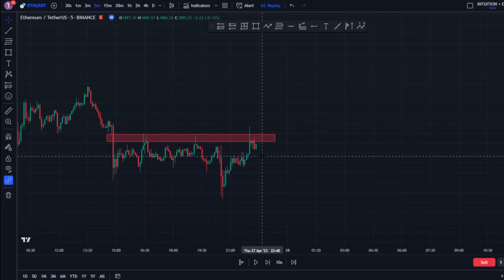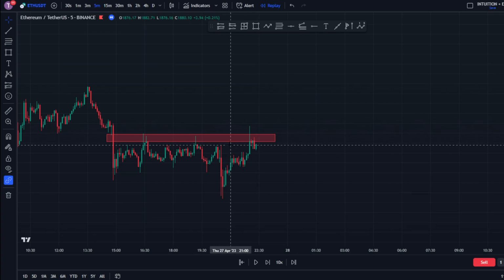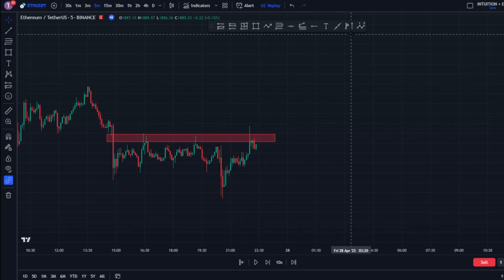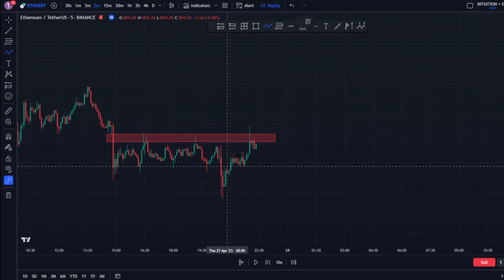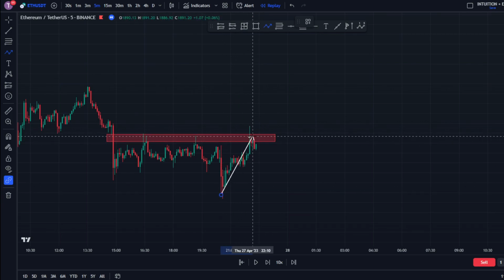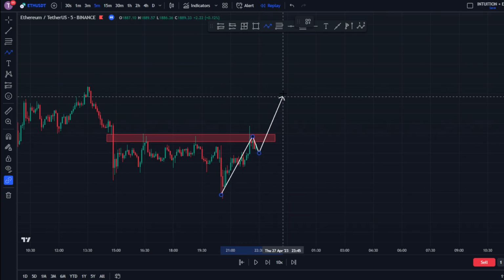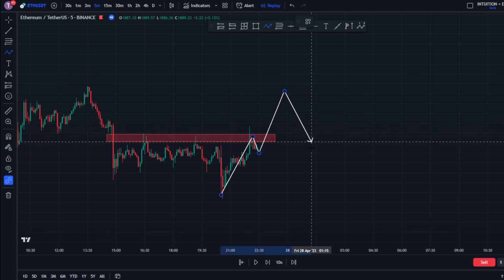So now what are you going to wait for? What you're waiting for is a break to the upside. You're going to wait for this type of movement where you've already identified this strong resistance. It will try to reject a bit, it'll push back up, break up, and then it'll pull back down to this area.